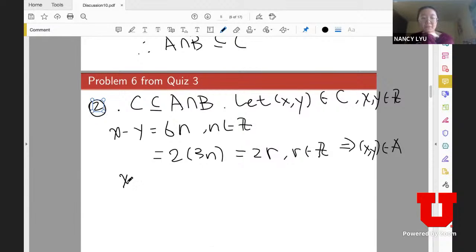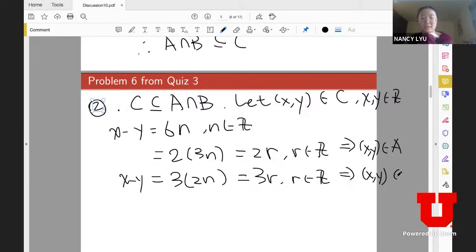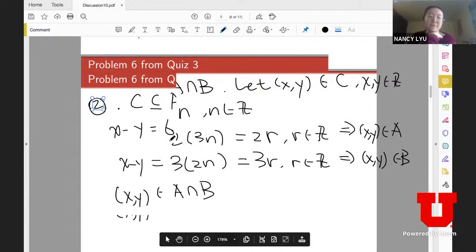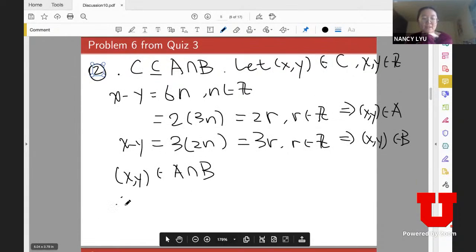Similarly, you can also pull out the 3 instead of the 2. You will get 3 times 2n, and that's 3r, which implies that your x, y is also in set B. So since your x, y are both in set A and B, we can conclude that x, y is in the intersection of A and B. And thus, C is a subset of A intersects B, and A intersects B equals C.